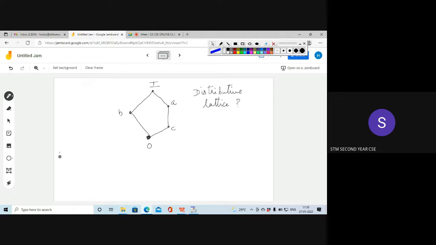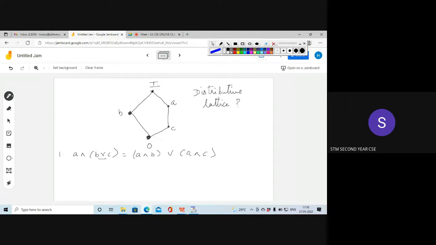What is the first distributive law? A and (B or C) is equal to (A and B) or (A and C). This is the first distributive law. Now for this lattice, you just find the meet and join of these elements. First B or C. That means the join of B and C, the least upper bound. B has upper bound I, and C also has the common upper bound I. So the join of B and C is I.